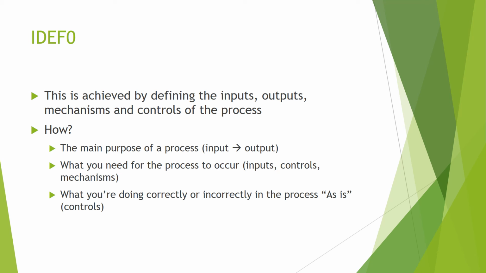And also the mechanisms. For example, which machinery would you need? Which people would you need? Which things are important for you to control? What do you have to measure in the process to know that everything is getting okay, right? And also, IDEF0 will help you to know if what you're doing is correct or incorrect in a process, as you have it right now, right?